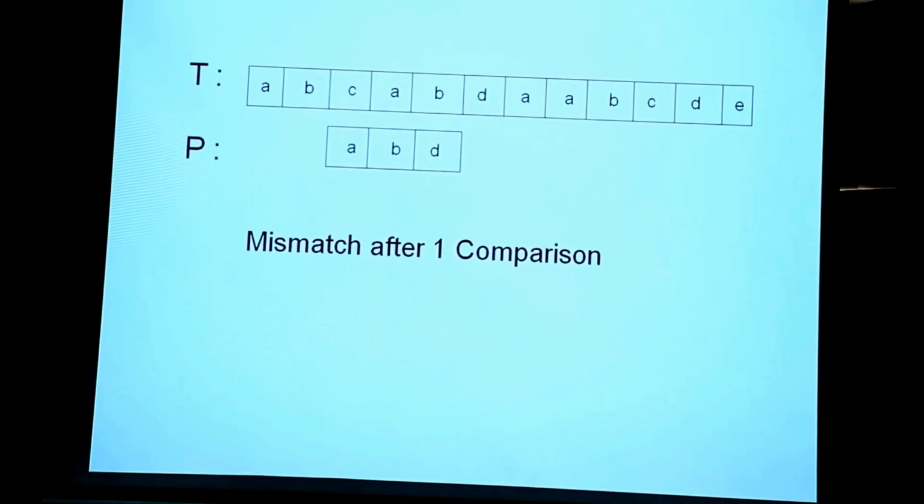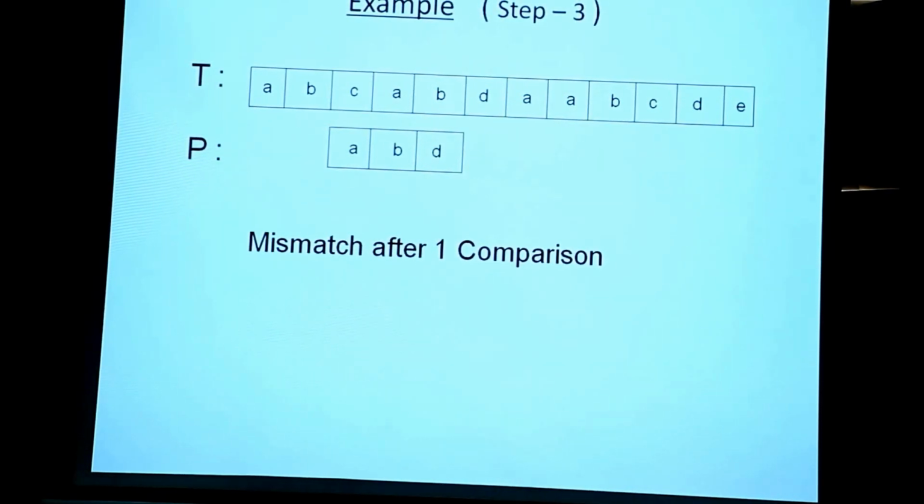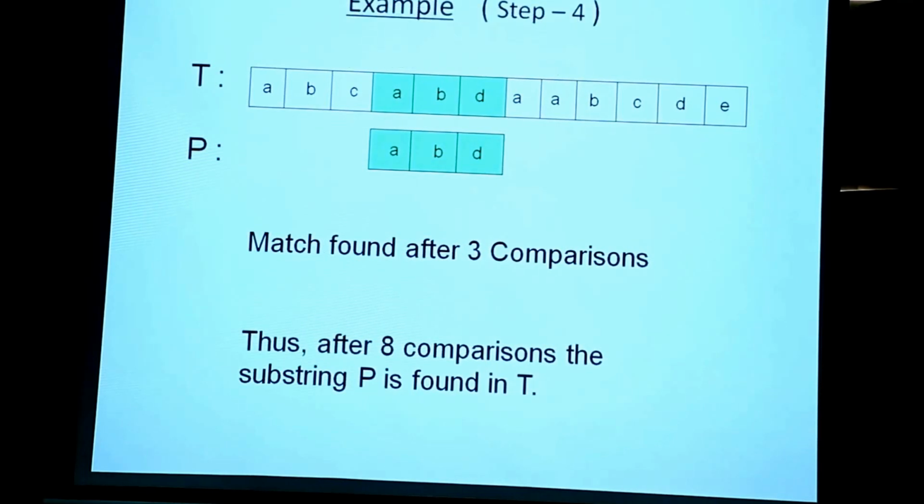Again there was a mismatch at the first character itself, so we again shifted by one character. Then again there is a mismatch at the first character. So we shifted here, and now the match has been found after 3 comparisons. So in this case, after about 8 comparisons, the substring P is found.